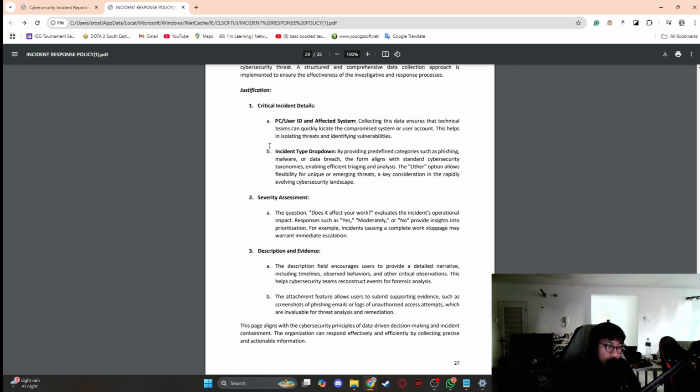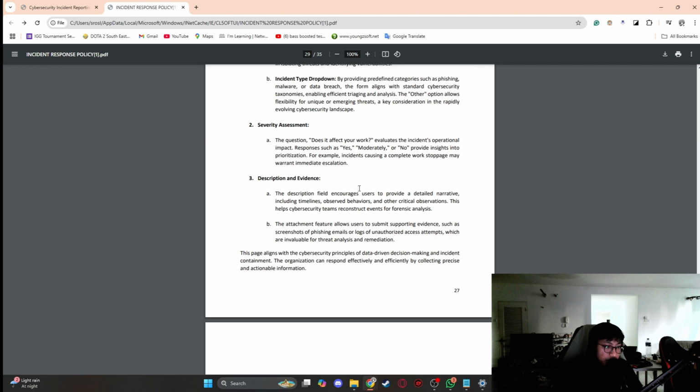By providing predefined categories such as phishing, malware, or data breach, the form aligns with standard cybersecurity taxonomies, enabling efficient triaging and analysis. The other option allows flexibility for unique or emerging threats, a key consideration in the rapidly evolving cybersecurity landscape. And then severity assessment.